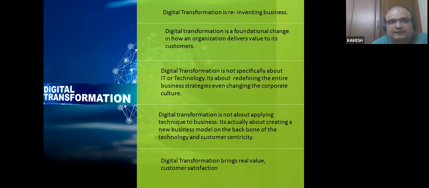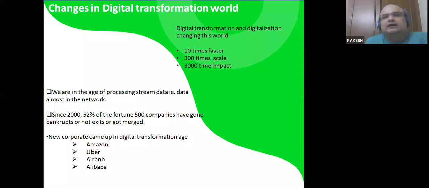Changes in this digital information world are very fast. Digital information and digitalization are changing the world 10 times faster, 300 times in scale, and 3000 times in impact. No need to think very high to understand this. Just think about our storage devices. We started with a 5 KB memory stick and now have a 1 TB memory stick. That happened in very few years. When I was young, TV came.